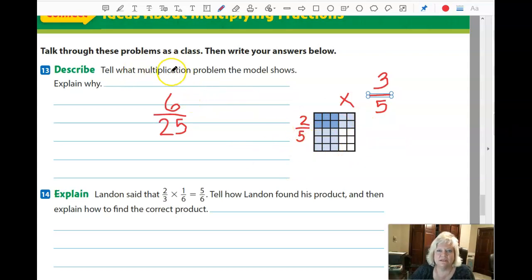So now it says, what is the multiplication problem? 2/5 times 3/5 equals 6/25. 6 can be divided by 2 and it can be divided by 3, but not 25. So this is already simplified. You don't have to do anything else to that.